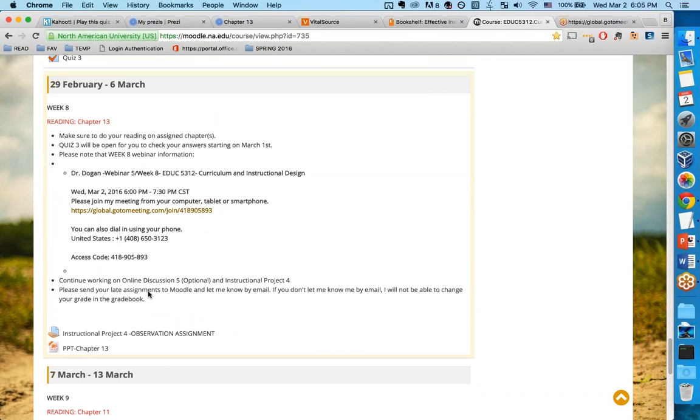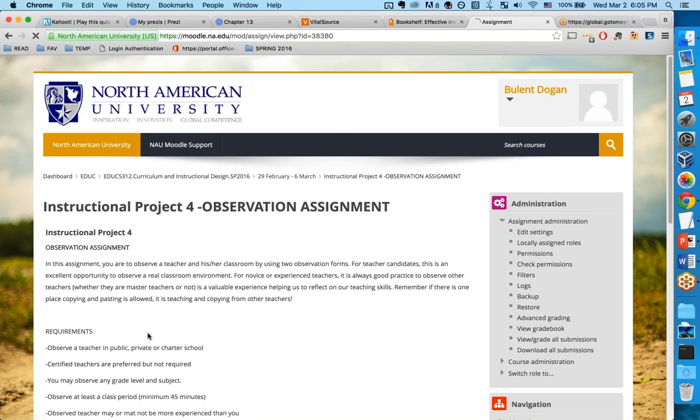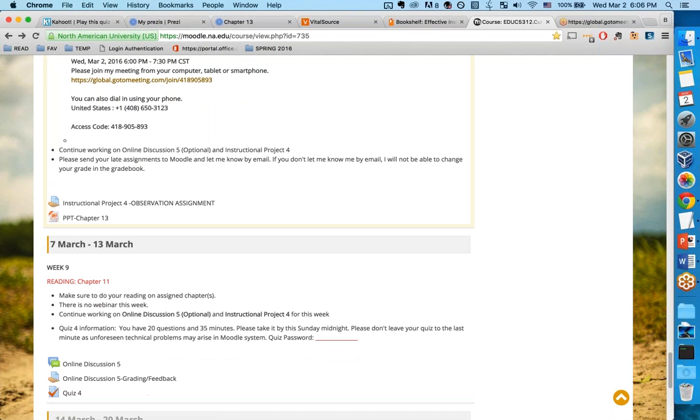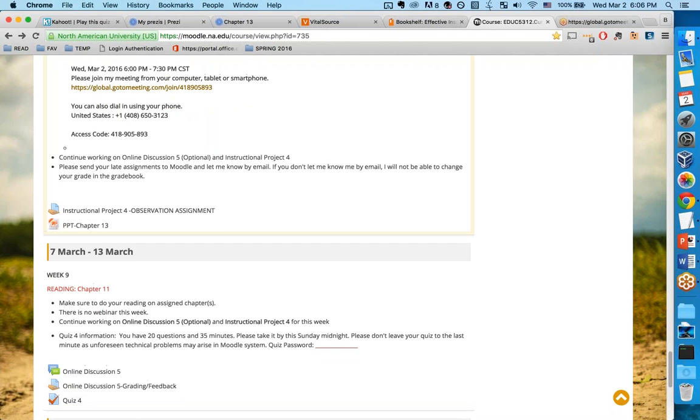So on week 8 this week and the following week, we're basically studying chapter 13. And then we've got 2 projects, instructional project number 4 and online discussion assignment, as well as our quiz, which is number 4. We will be taking this next week on week 9. Here it says chapter 11. This should read actual chapter 13. I'll correct this. We're studying chapter 13 on week 8 and on week 9.